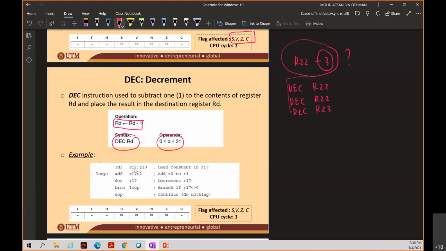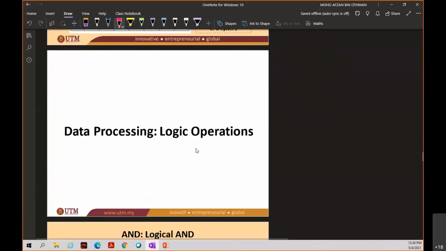Again, these are the flags affected. No need to memorize what the flags affected are, because you can refer to your instruction set summary. Any question up until here?